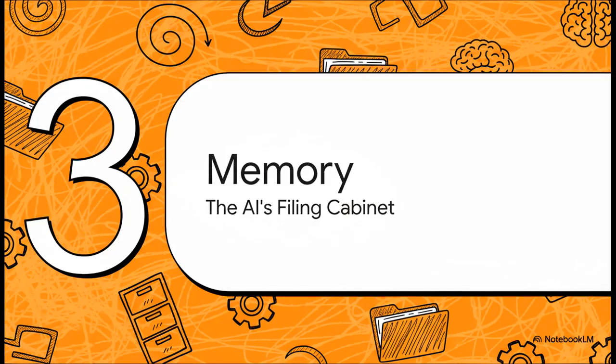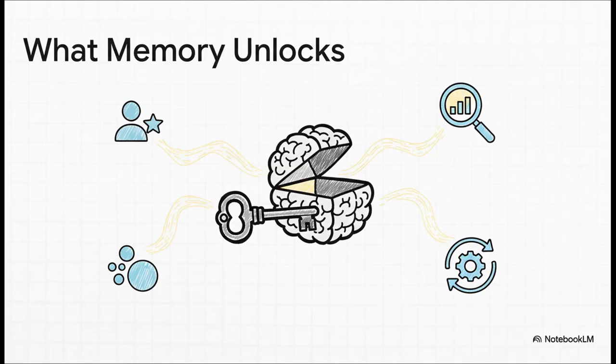All right, so that's the workbench. But what about that filing cabinet? Now, let's talk about the long-term solution, memory. This is the magic that lets an AI actually remember you across days, weeks, even months. And a real memory system unlocks some incredible stuff.